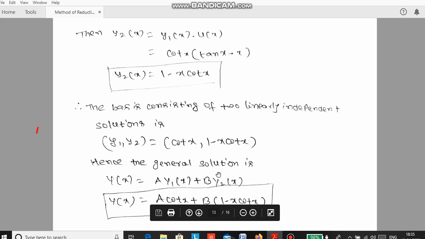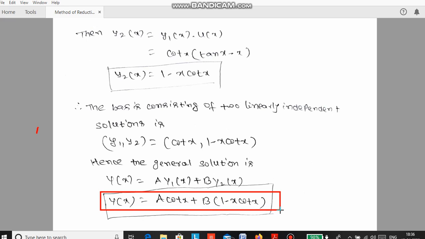Hence the general solution is y of x is equal to a y1 of x plus b y2 of x. Therefore y of x is equal to a cot x plus b into 1 minus x cot x is the solution.